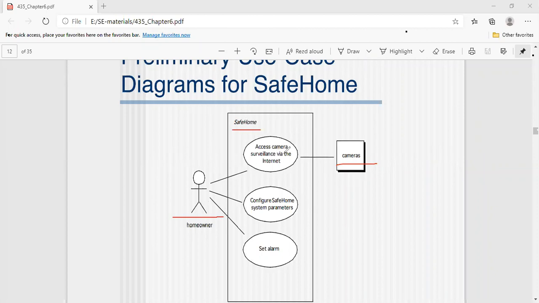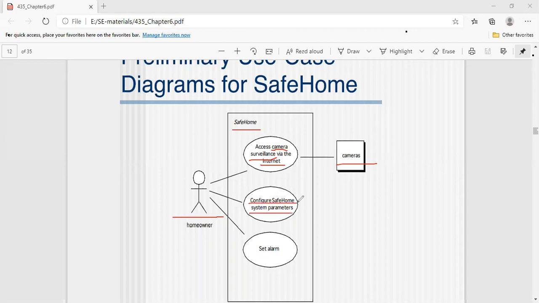Which kind of functions does he expect from the cameras fitted into that particular house? What functions is he expecting? Access the camera surveillance via internet. So he is going to access the camera surveillance, to see how much is covered and whether it is working properly or not. Like that, he may check that and configure safe home system parameters.